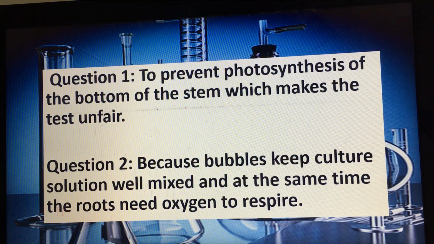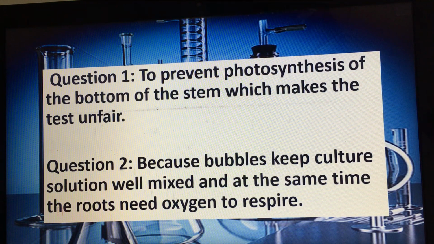Now in your book we have questions. The first question: why is the vessel surrounded by black paper? As we said, the bottom of the stem is inside the beaker, so we prevent photosynthesis of the bottom of the stem, which would make the test unfair. If we leave it without the black paper, the bottom of the stem will carry out photosynthesis, and that will make the test unfair.